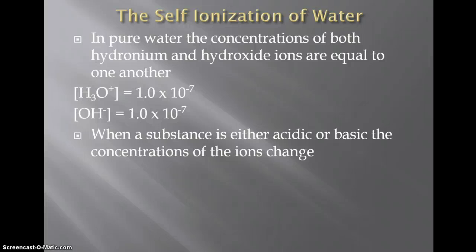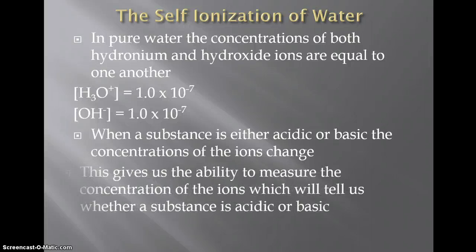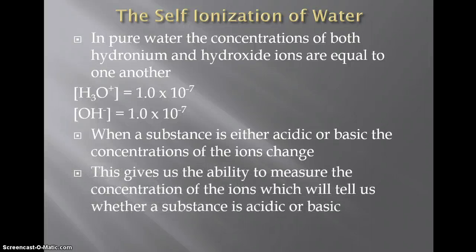However, it is kind of a pain to deal with scientific notation. Matter of fact, we mentioned here that this gives us the ability to measure the concentration of the ions, which will tell us whether a substance is acidic or basic. But just being able to measure, and you'll notice these real small concentrations, using scientific notation can be a pain, basically. So what we do is we use some math to come up with what we call the pH scale.